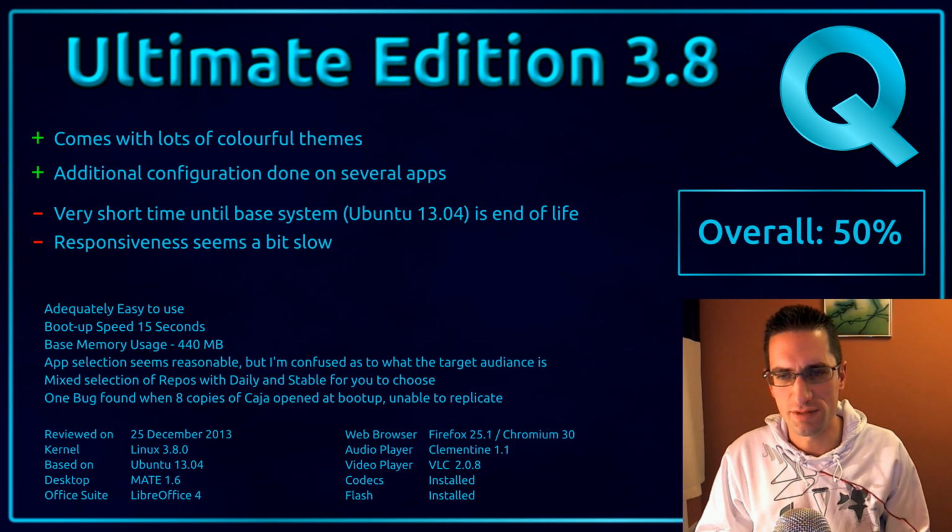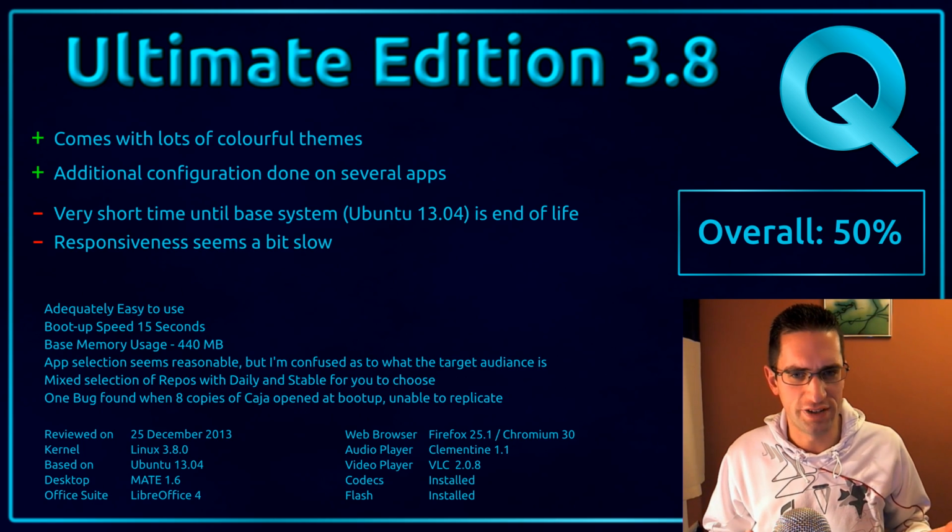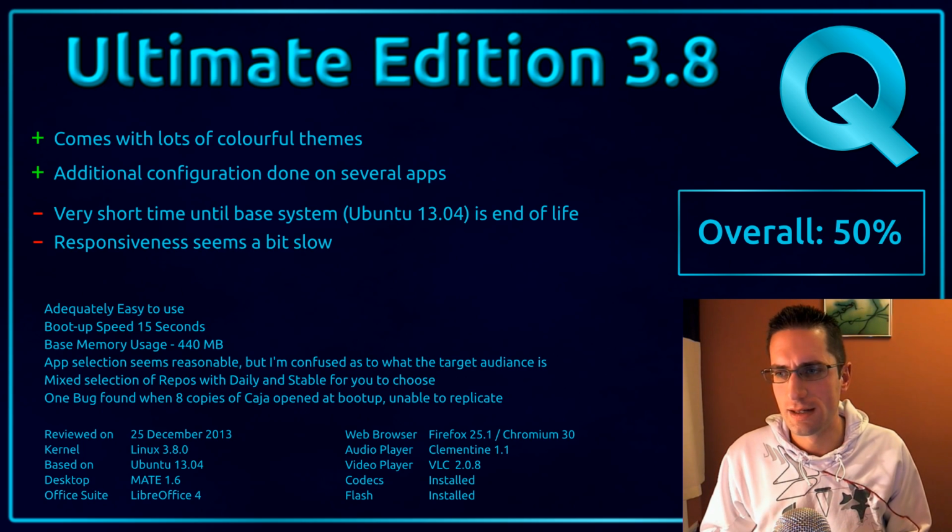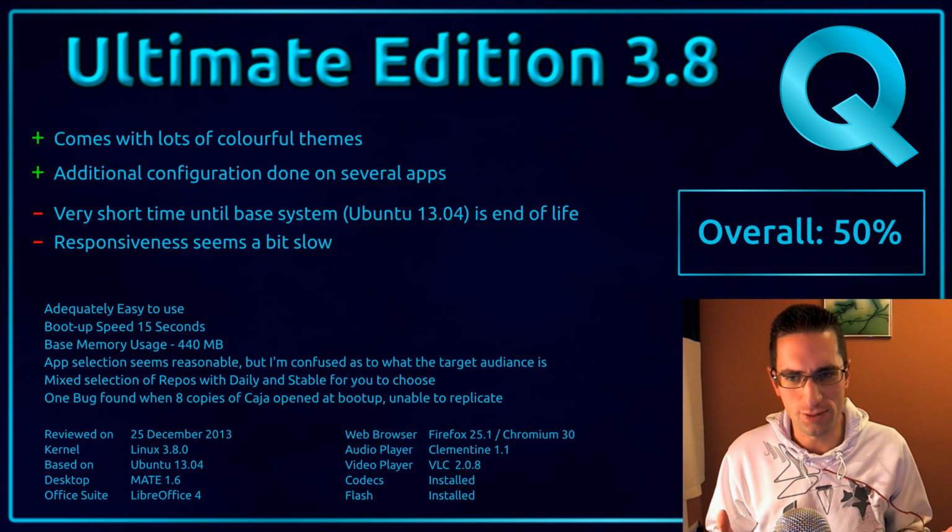And responsiveness seems a bit slow. Well, considering it's based on Mate, which is like a spin-off of the old GNOME 2.3, you'd think it'd be a bit faster than what it is. And of the comments I've written down there, base memory usage seems a little bit high actually, 440 meg, and the application selection seems reasonable, but I'm confused as to what the target audience is.